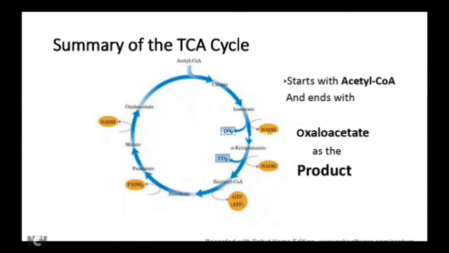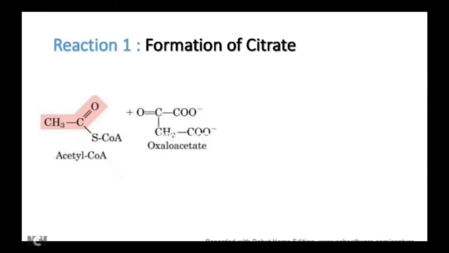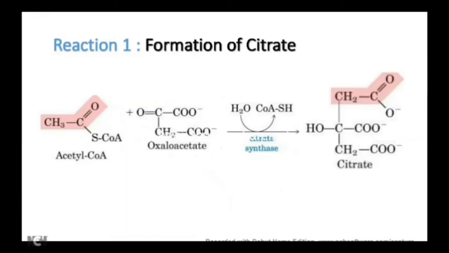Okay, so the first reaction involves the formation of citrate. It starts with acetyl-CoA. It reacts with oxaloacetate, water is added and coenzyme A is removed. The enzyme for this reaction is citrate synthase, and the citrate is what is being produced. So that's the first reaction. We go to the second reaction.